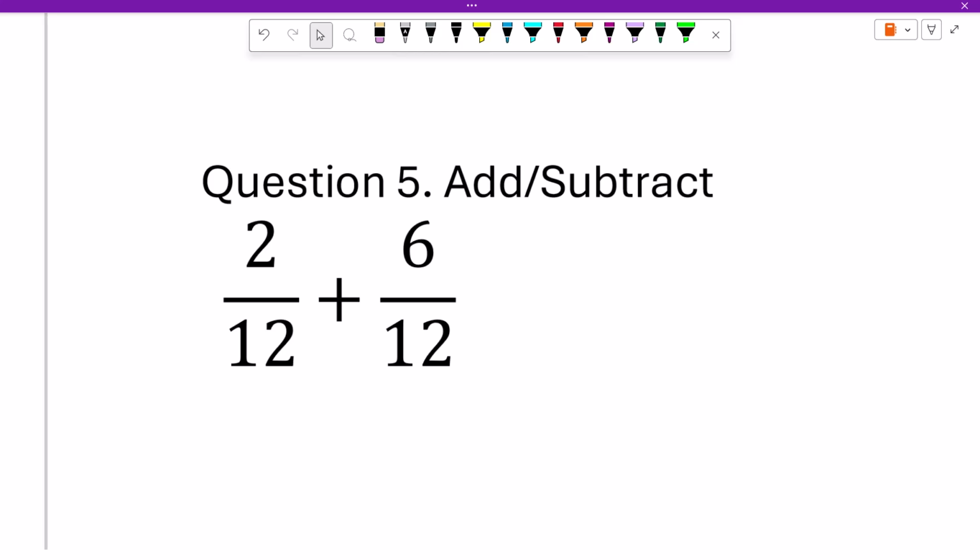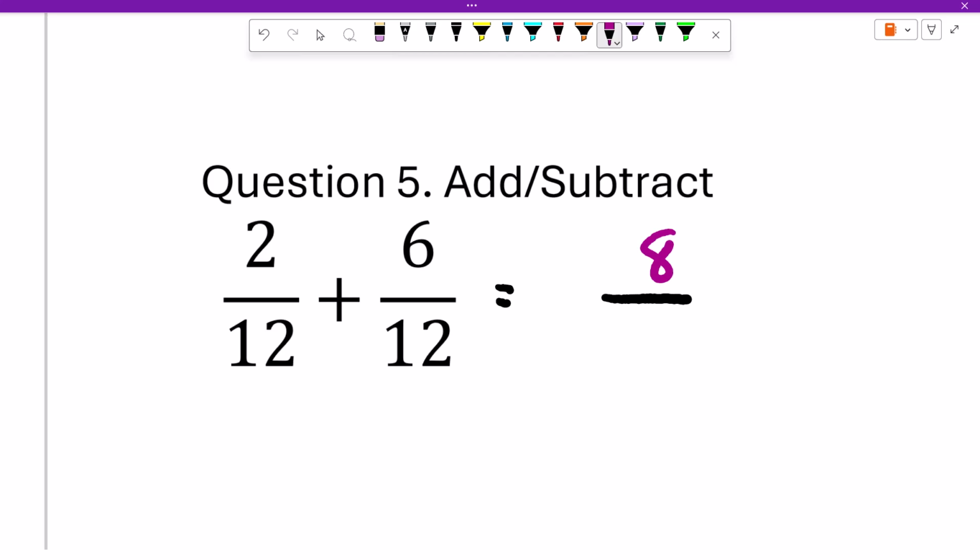So the rule for adding was we can proceed with our adding or subtracting as long as the bottoms are the same, the denominator is the same. Here, if both of them are the same, that means we can go straight to the next step. It means you can just add this. 2 plus 6 gives us 8.